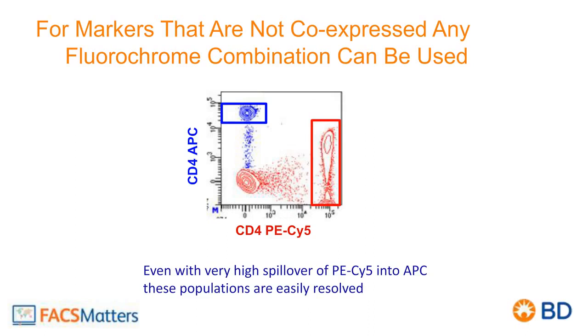So this is the concept of, if you have dyes that have a high level of fluorescent spillover, you want to put them on populations, on markers that are not co-expressed. I call them orthogonal populations. So basically, CD4 and CD8 would be classic orthogonal populations. CD3 and CD19 would be classic orthogonal populations. And for those two markers, you can put anything you want, and it'll still work.